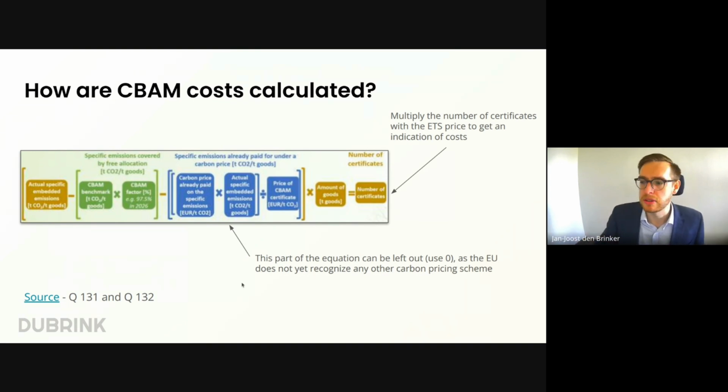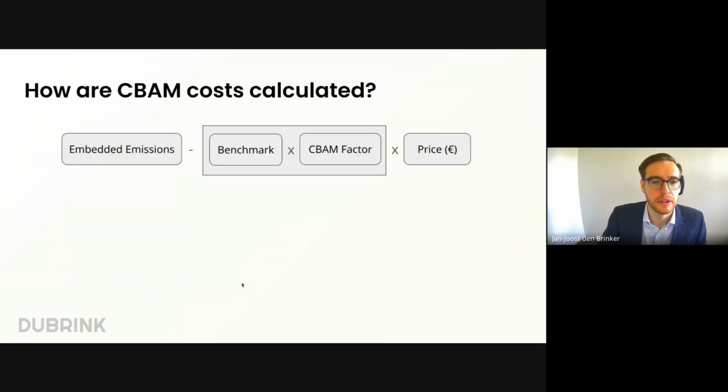So let's just jump into a slightly easier example of the same formula. Your products have embedded emissions expressed in tons CO2 per ton. And then there is a second variable that we need to discuss, which is the benchmark. We always describe the benchmark to our customers as basically the minimum amount of CO2 embedded in a product realistically, if you were to produce that with the cleanest tech available today.